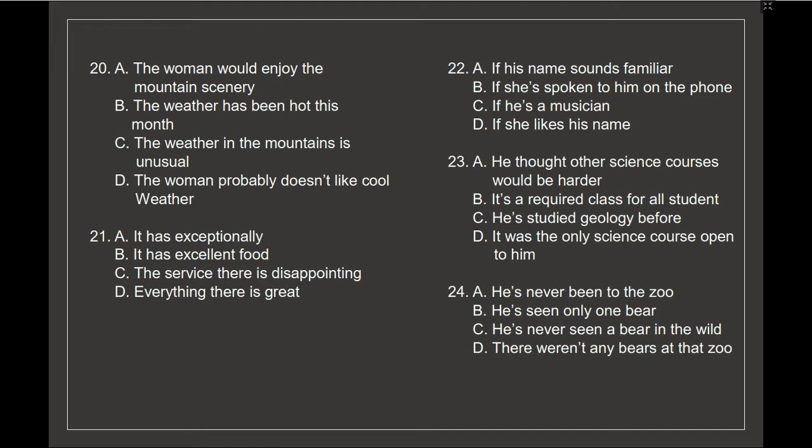Number 21. This is a great restaurant. You can get anything you want here. Anything except good service. What is the woman's opinion of the restaurant?